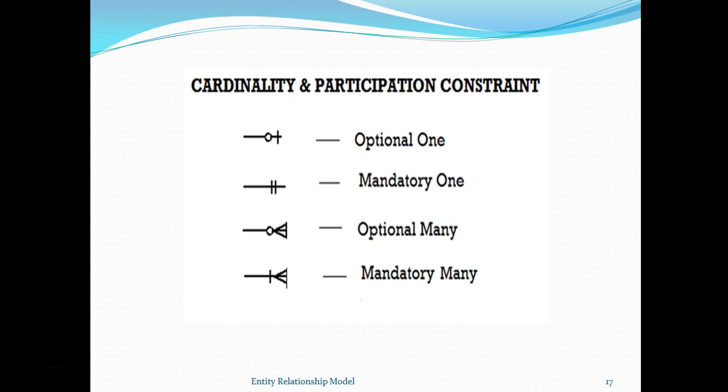Then we have some notations to represent the cardinality in our ER diagrams. They are optional one, mandatory one, optional many, and mandatory many. Optional one means that the two entities may be related, and if they are related, only one instance is associated. Mandatory one means that exactly one instance is related. Optional many means that maybe one is related or many are related. Mandatory many means that multiple instances must be related. So these are the notations which can be used to represent the cardinality among the relationship.